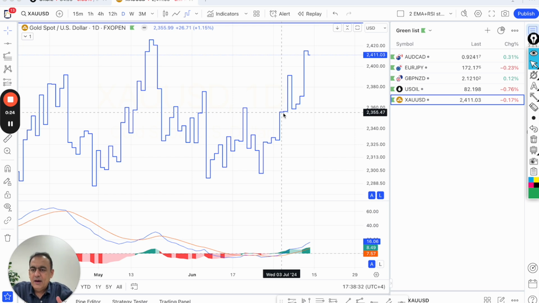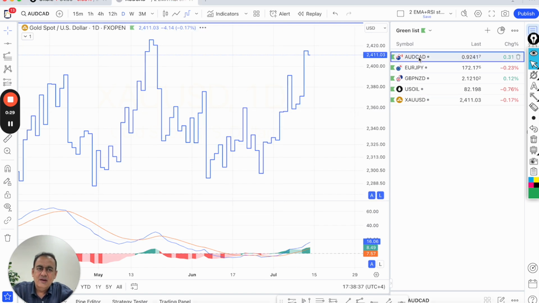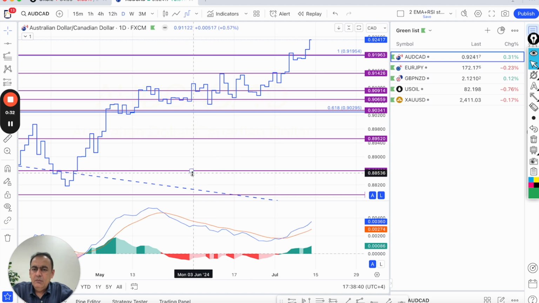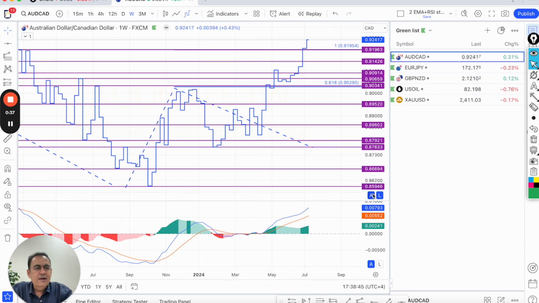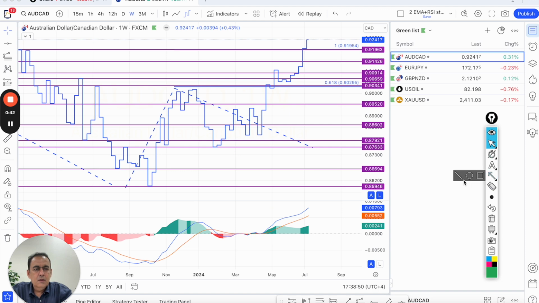Now I'm going to begin this week's trading analysis with the currency pair Australian dollar versus Canadian dollar. I've already marked some important levels here based on the weekly frame. Now I've applied Fibonacci extension. So this is the first Fib extension: first bullish wave followed by the corrective wave.